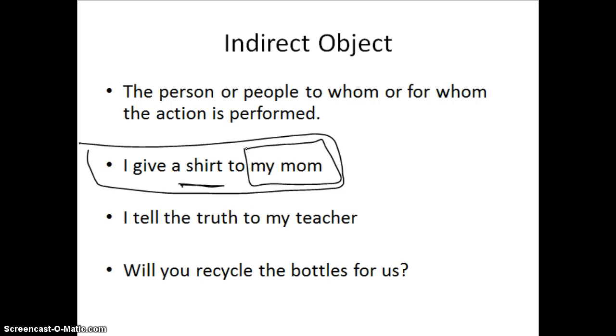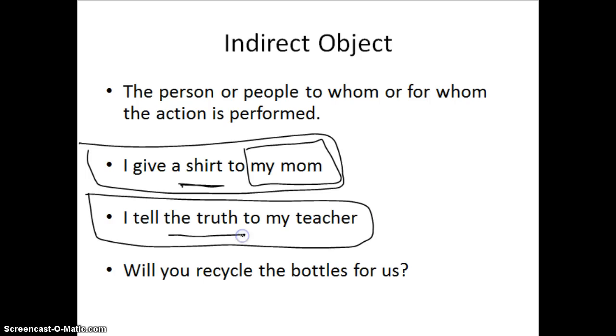Let's look at another example. I tell the truth to my teacher. First, let's identify the direct object. What is being told? The truth. So the truth is our direct object. Now we ask, to whom or for whom is the action being performed? To whom is the truth being told? My teacher. So my teacher is the indirect object.